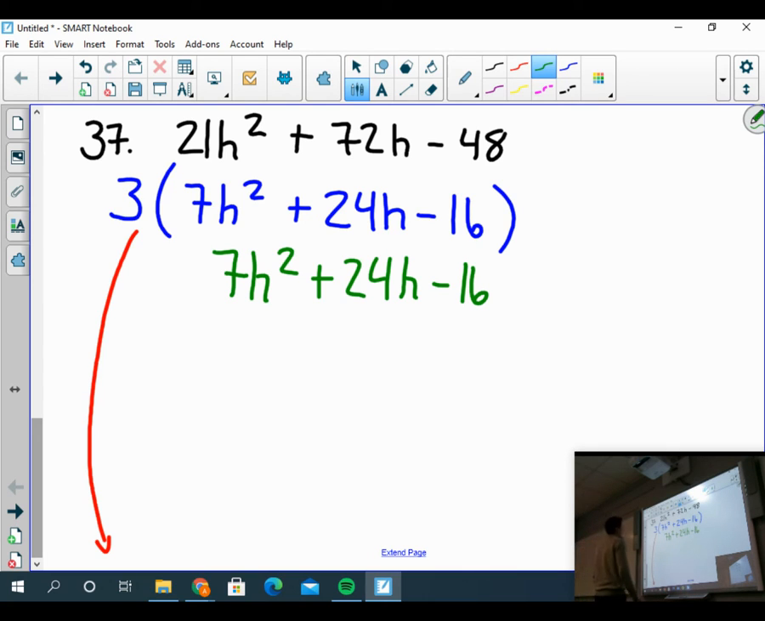Again, your disclaimer, if you chose not to factor out the 3, if you're like, this is confusing, I'd rather just find the factors of 1,008, which is 21 times negative 48, and be done with it, you will get the same answer either way.